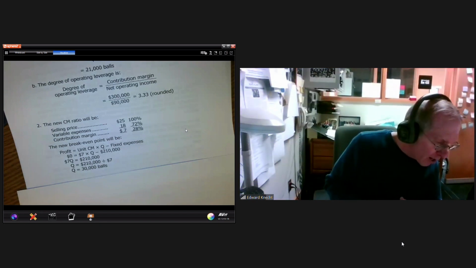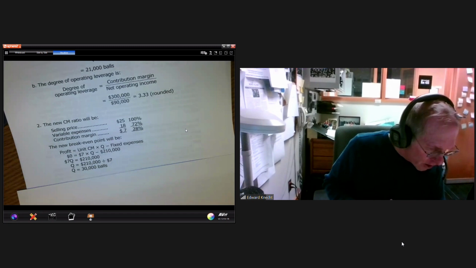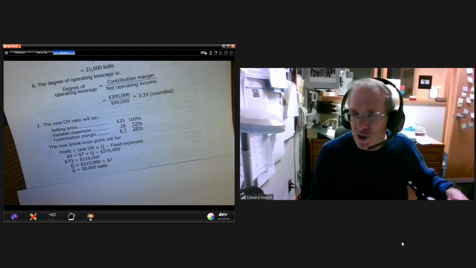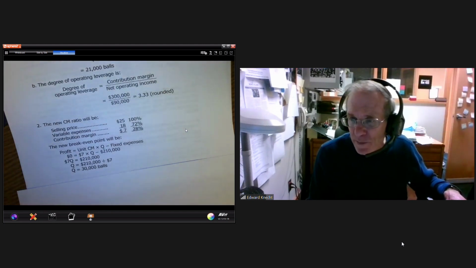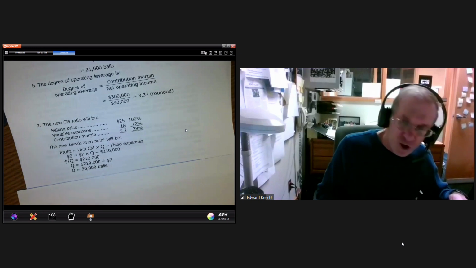Is that what they were asking? Let me read it again. Refer to the data in 2. If the expected change in variable expense takes place, how many balls? It didn't say how many dollars of sales they need to reach. How many balls? So what do we use? Then we use the $7. Yes, you have to use the contribution margin per unit.